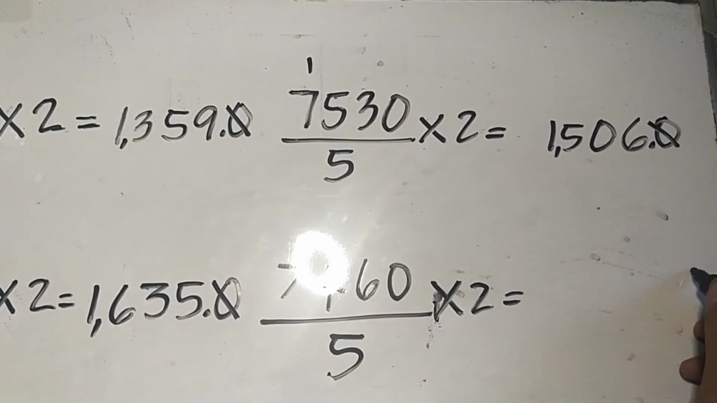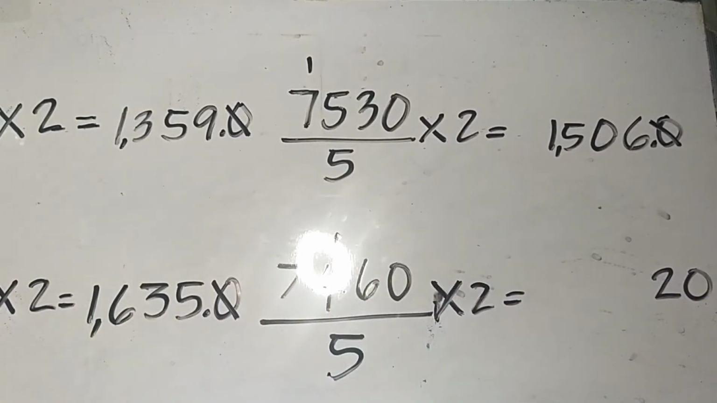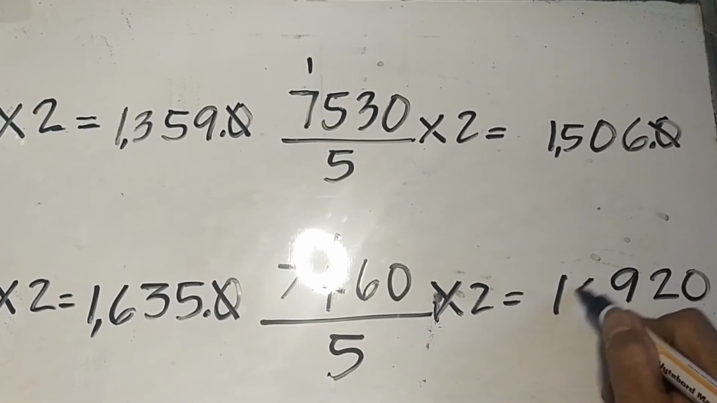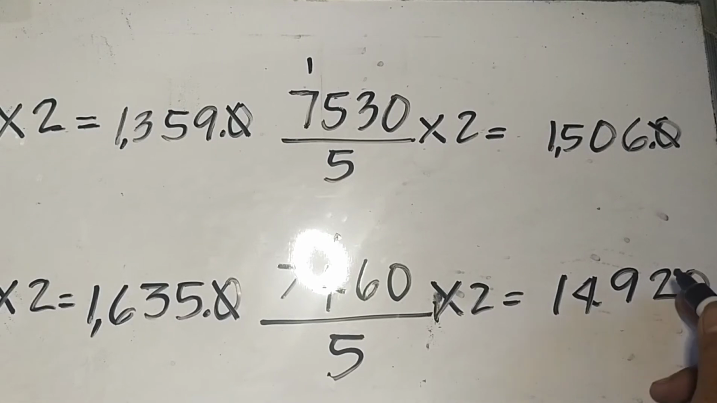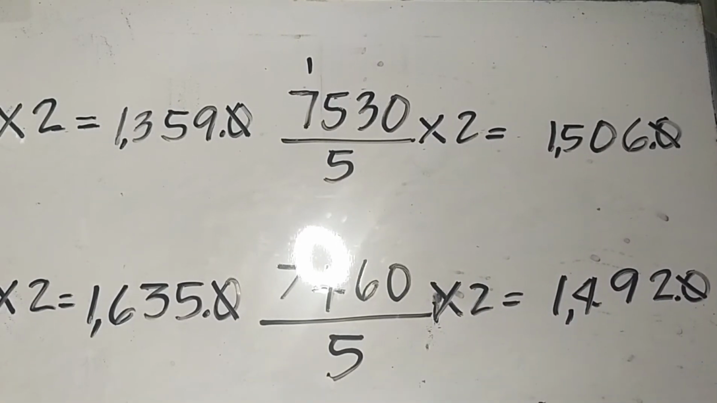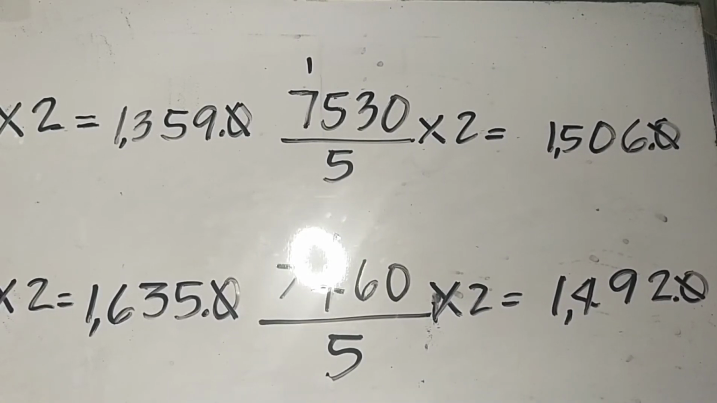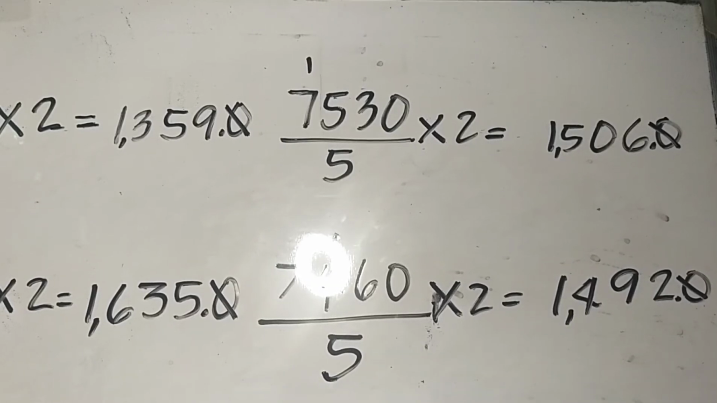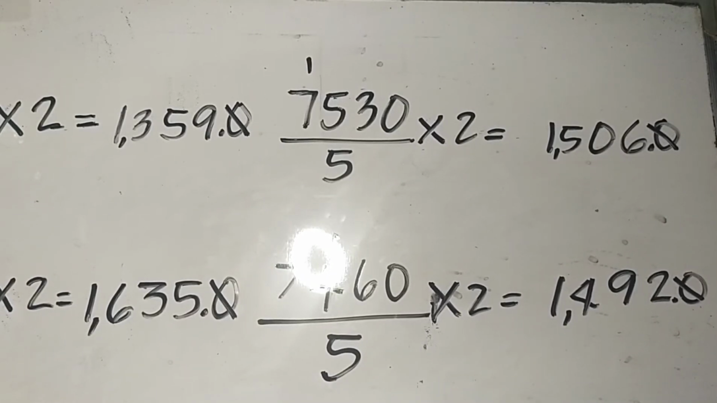Okay, we have 0, and we have 12, carry 1. We have 8 plus 1, 9, and we have 14. Then, count one place from right to left. Okay, cross out 0. My answer is 1,492. That is the result when you are going to divide 7,460 by 5. Doing it in your long method of division, still you will come up with 1,492.